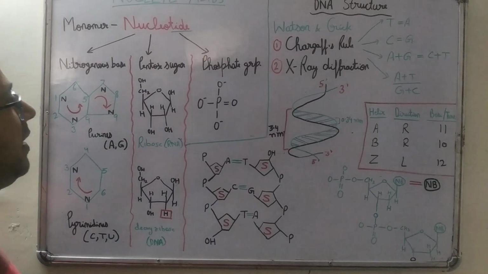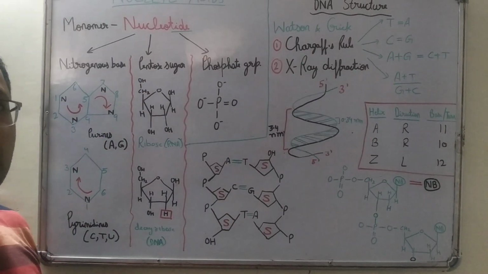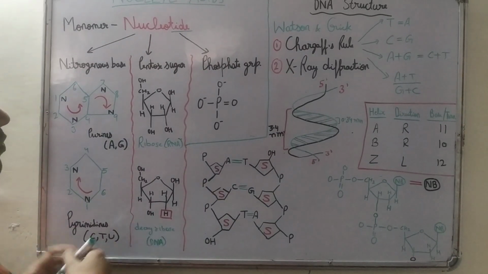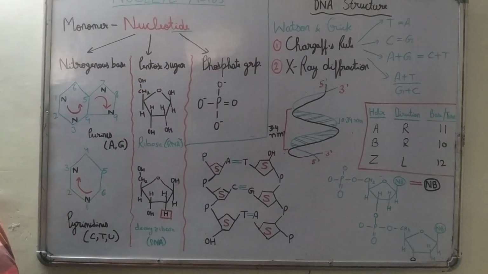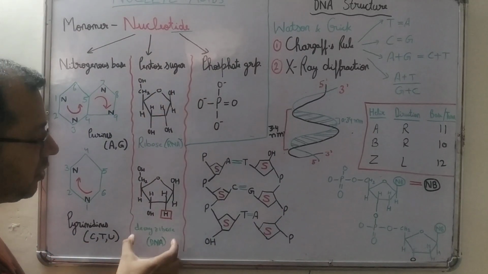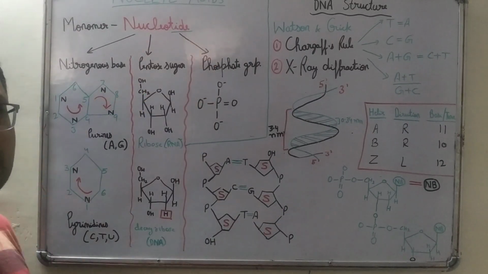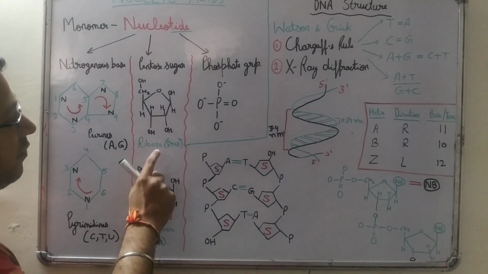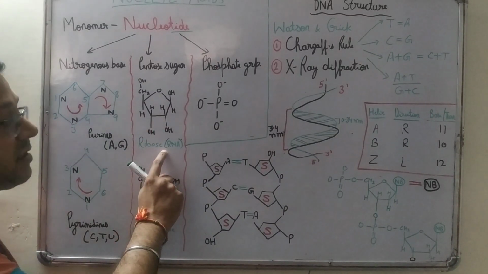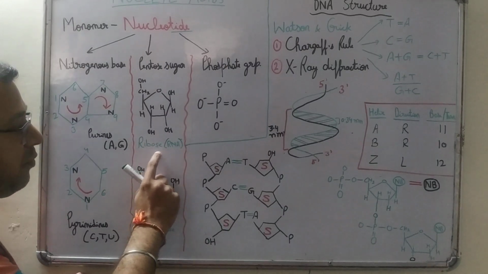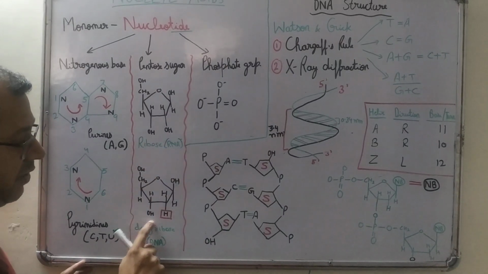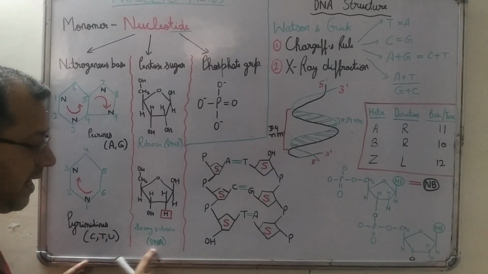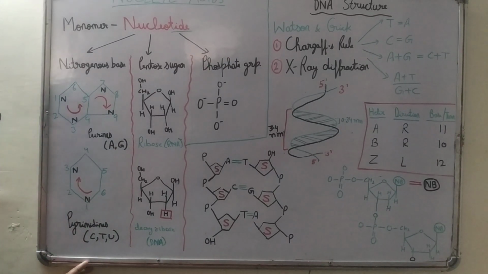Now the second component is the pentose sugar. It is a 5 carbon ring sugar molecule which is known as the pentose sugar. So this pentose sugar differentiates nucleic acids into two categories, that is DNA and RNA. The presence of ribose sugar results in the formation of RNA, that is ribonucleic acid, and the presence of deoxyribose sugar results in the formation of DNA, that is the deoxyribonucleic acid.